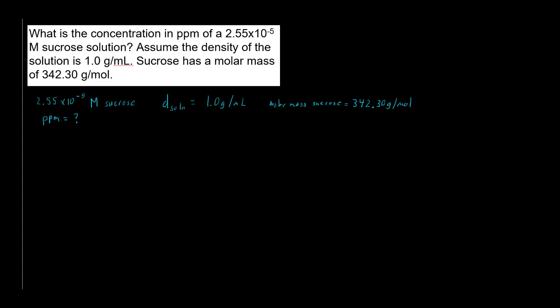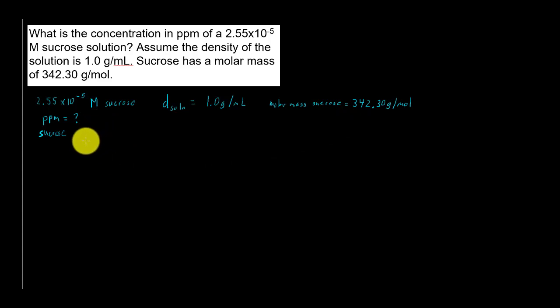So one of the first things that I do when I encounter a problem is I write down all the stuff that's known, and then I write down what I'm looking for, to make sure that I know. So I want to know the parts per million of sucrose in this solution. Right, so stuff I know: the molarity of the sucrose solution, the density of the solution, SOLN is my abbreviation for solution, the molar mass of sucrose, and I'm looking for parts per million.